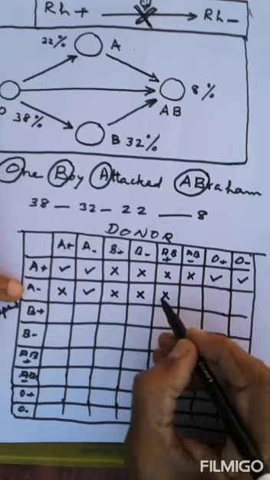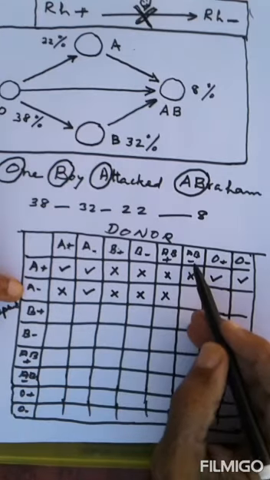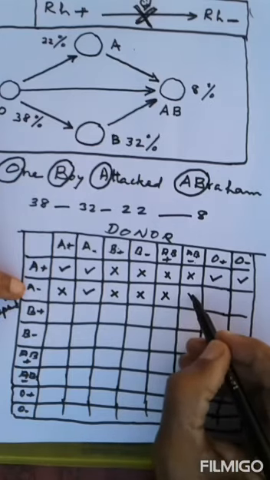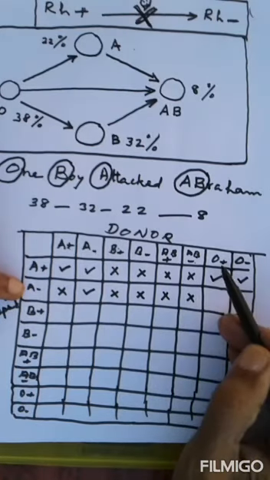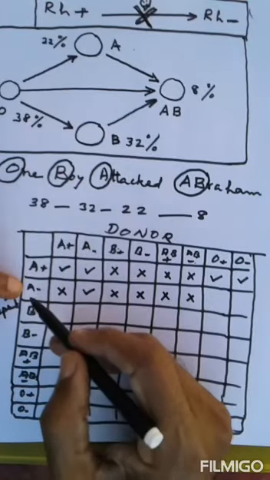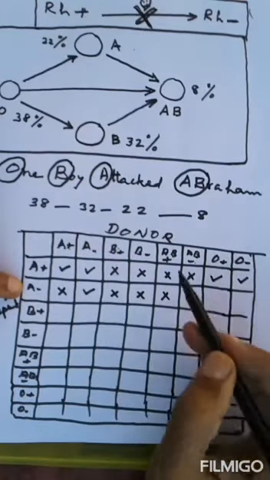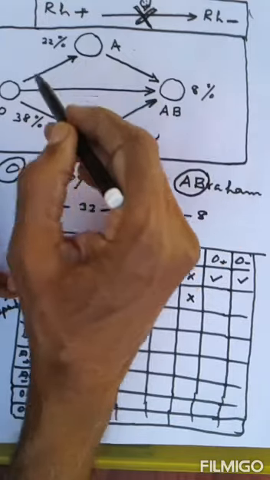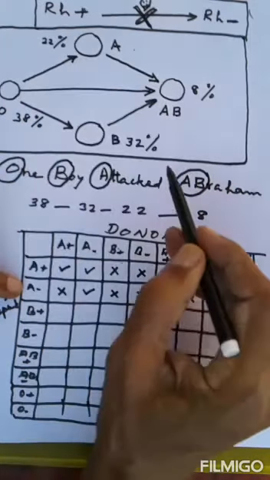I will put a cross mark here. Then AB minus to A minus, again I will put a cross mark here. O plus to A minus. O to A is possible. So rule number 1 is agreeable.